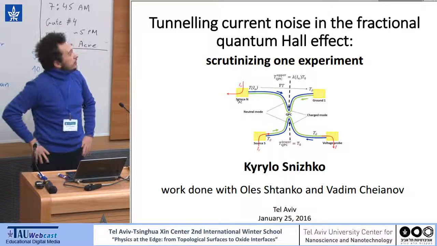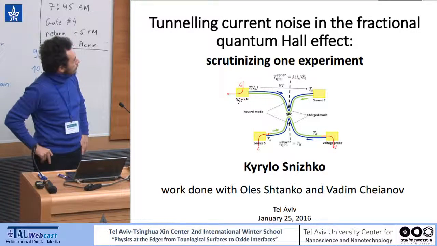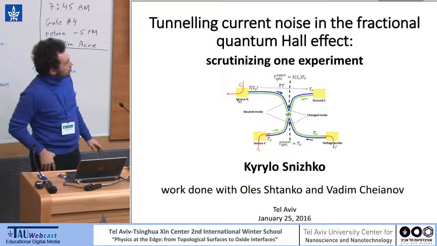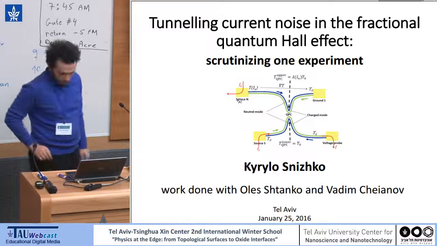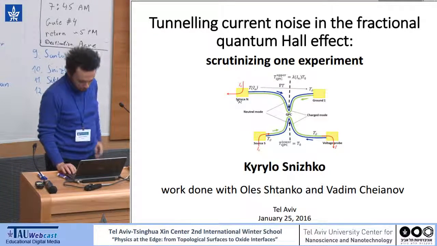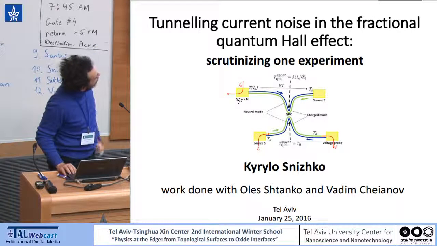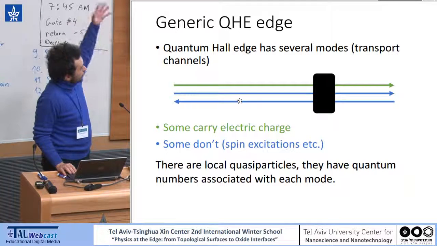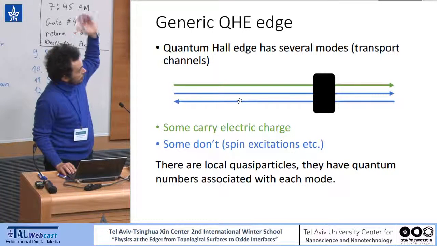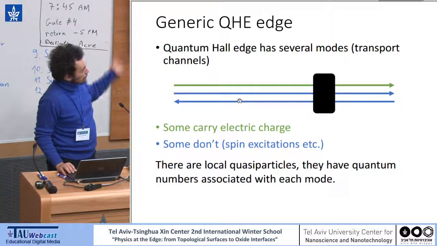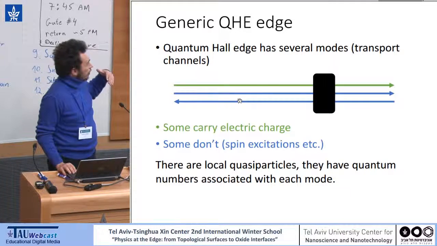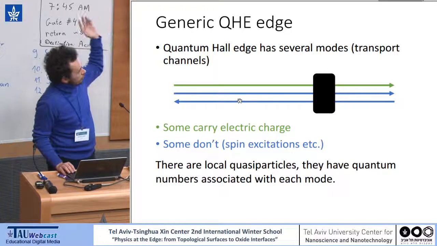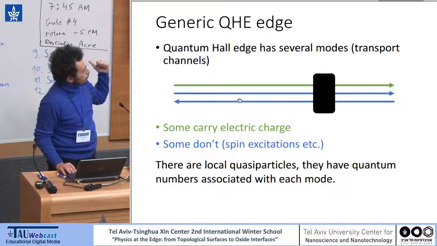Hello, my name is Kirill Snishko. I'm presenting a poster about work done with Oles Shtanko and Vadim Chiyanov sometime before I moved here to Weizmann. It's about the quantum Hall effect and a nice experiment about it, which we analyzed theoretically. In a generic quantum Hall edge, there are chiral transport channels. Some of them carry electric charge, some of them carry neutral excitations but no electric charge, and those can flow in the same way as charged channels or in the opposite way.